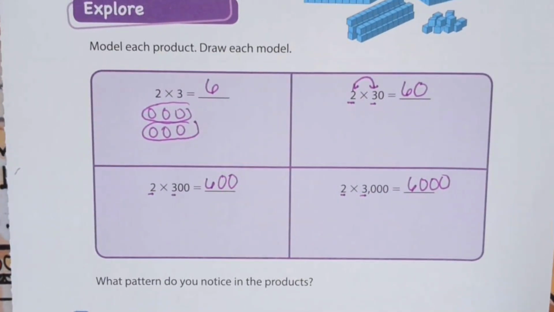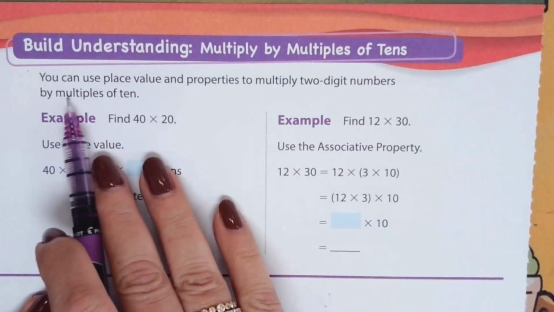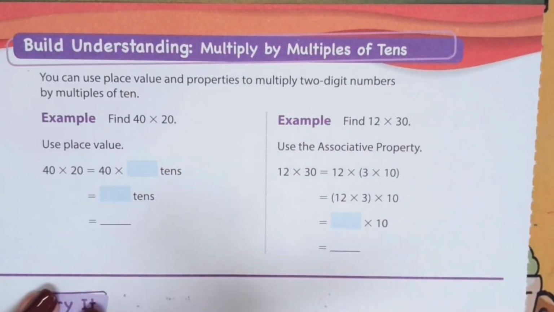Now, this is easy, isn't it? Which is why I didn't want to spend too much time on it. But let's take a look at this. You can use place value and properties to multiply 2-digit numbers by multiples of 10.